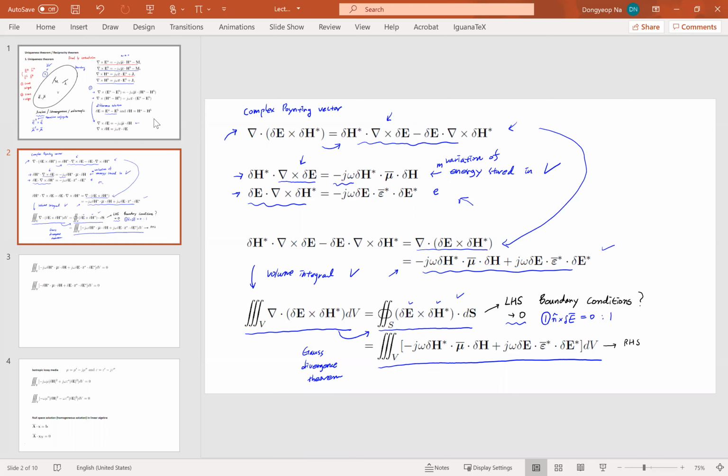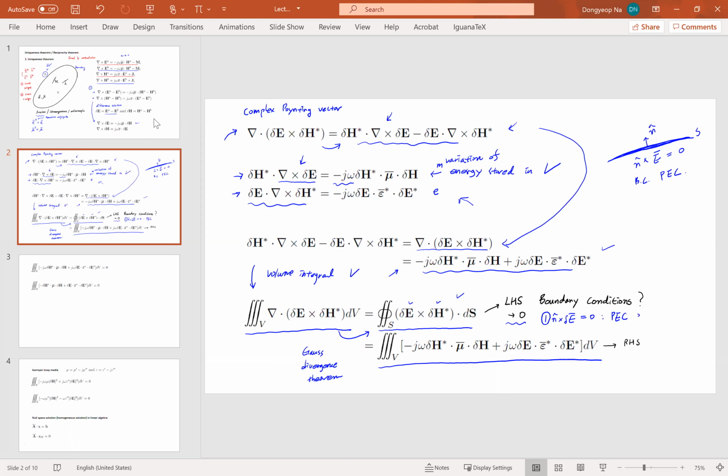You mean just n cross E equals zero? Yeah. Just the electric field. I mean, this is the surface, so this is going to be the normal vector at the surface, and n cross electric field is to be zero. And what boundary condition is this on the surface? It is PEC, perfect electric conductor. On the surface of a perfect electric conductor, the tangential component of the electric field should be zero, right?